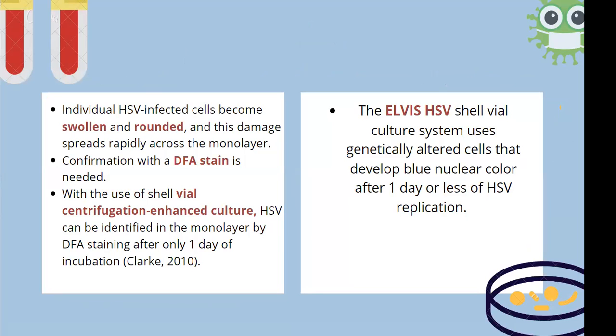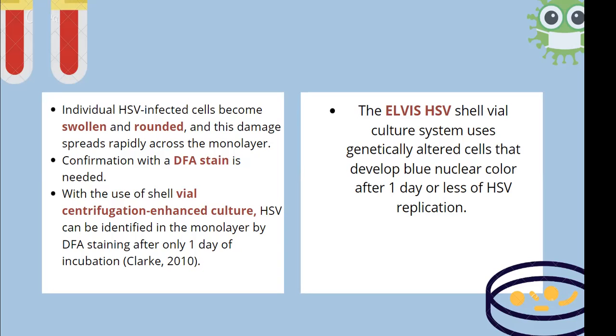Individual HSV infected cells become swollen and rounded. So these are the two characteristics that would be seen when you culture HSV, and this damage spreads rapidly across the monolayer. Confirmation with DFA stain is needed. As I said, swollen and rounded is the characteristic of a herpes virus, but it could be confused with other viruses and toxins like trichomonads. So for confirmation that it is HSV, we have to confirm it using the FA stain.